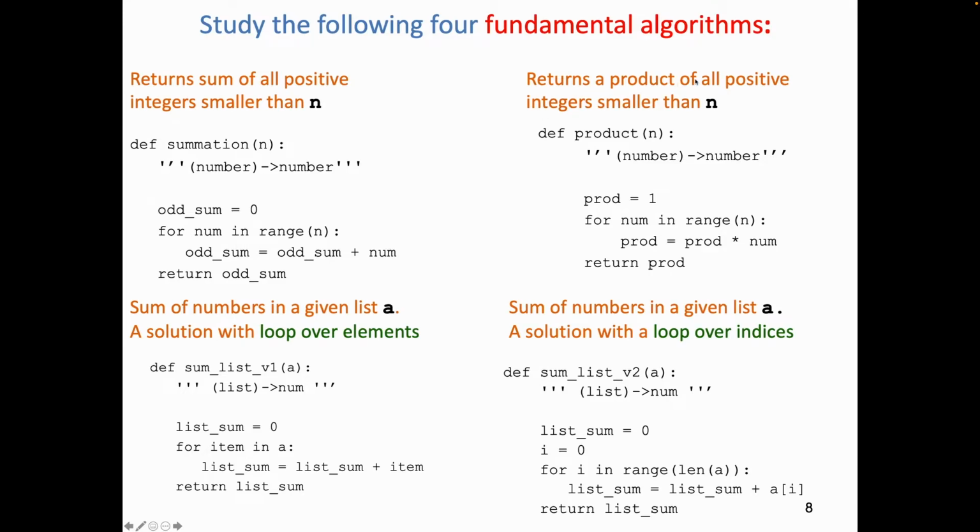The next one returns the product of all positive integers smaller than n. For this one, we change the plus operator to the multiplication operator. And also, initially, we assign 1 to the variable prod. Next is the sum of numbers in a given list A, a solution with a loop over elements. Here the function is named sumlist v1, and it accepts a parameter which is a list. A is a list, and the function will return a number.